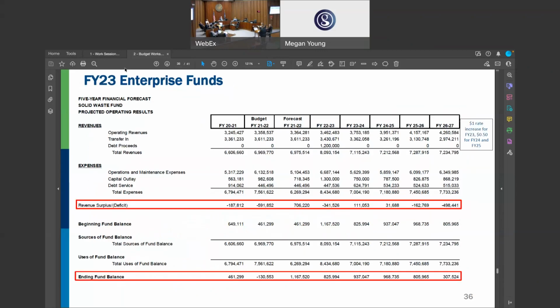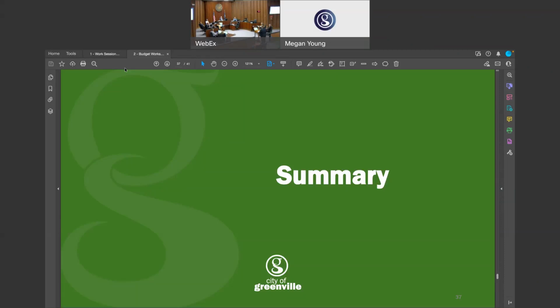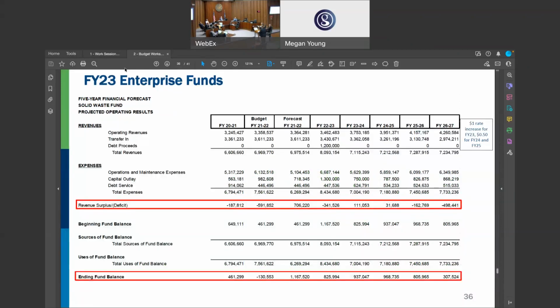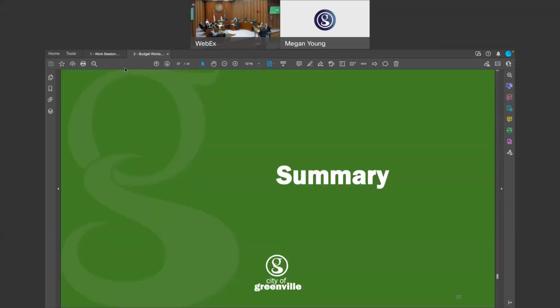Looking out into the forecast horizon shows some smaller potential future rate increases that will keep the fund relatively balanced while general fund support is gradually reduced. So, almost to the end of today's presentation. I appreciate y'all's time and attention.